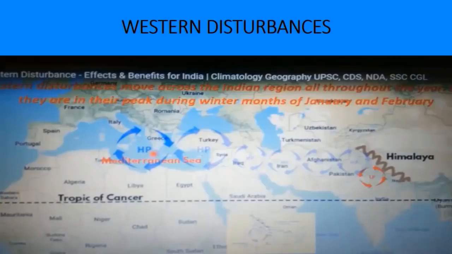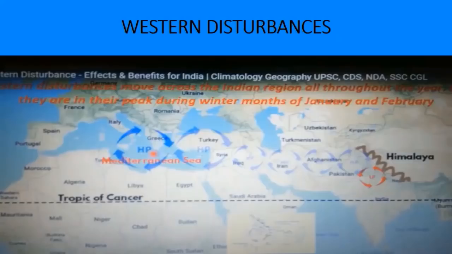But when they come towards Afghanistan, then Pakistan, and finally they enter India, they are obstructed by the Himalayan mountains. Now, since these winds are coming from the Mediterranean Sea, they are moisture laden, but most of the moisture is lost. By the time they reach India, especially the states of Punjab, Haryana, Western Uttar Pradesh, they give little rainfall to these areas.